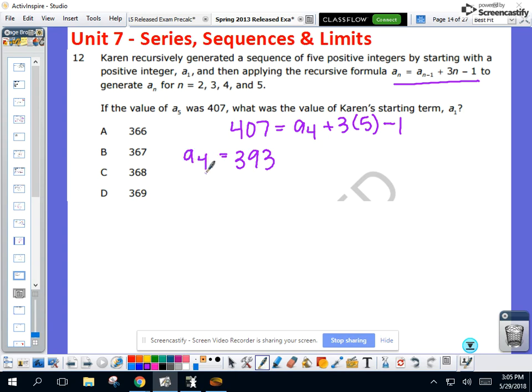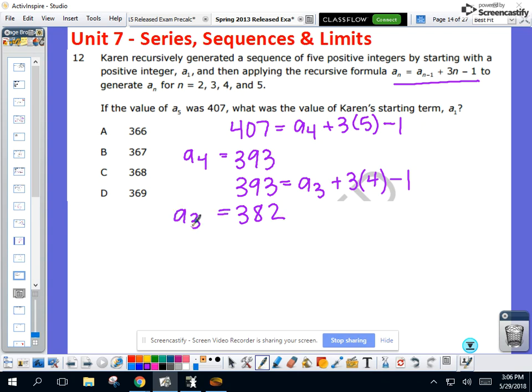So now I'll have to do this again. 393 is equal to the term before it, the third term, plus 3 times the term number that we're on, the fourth term. 393 is the fourth term, minus 1. 12 minus 1 is 11. If we subtract that over, we get 382. That's going to be our third term.